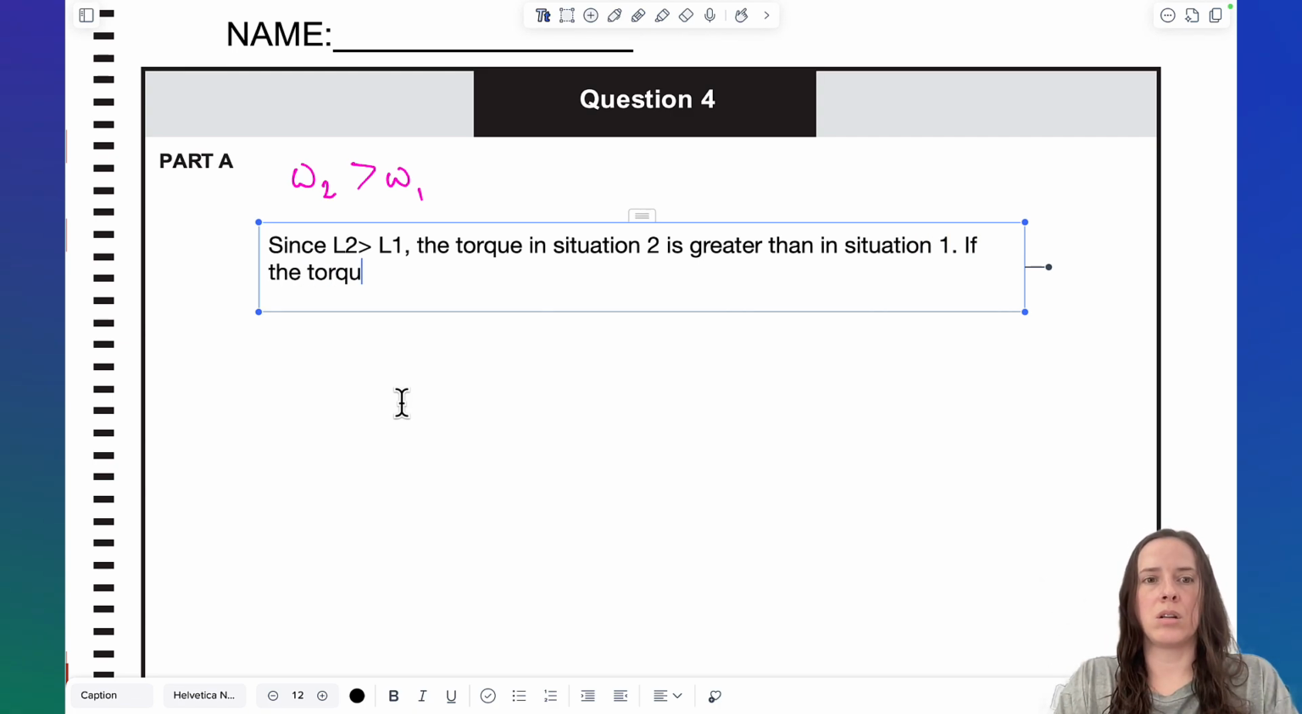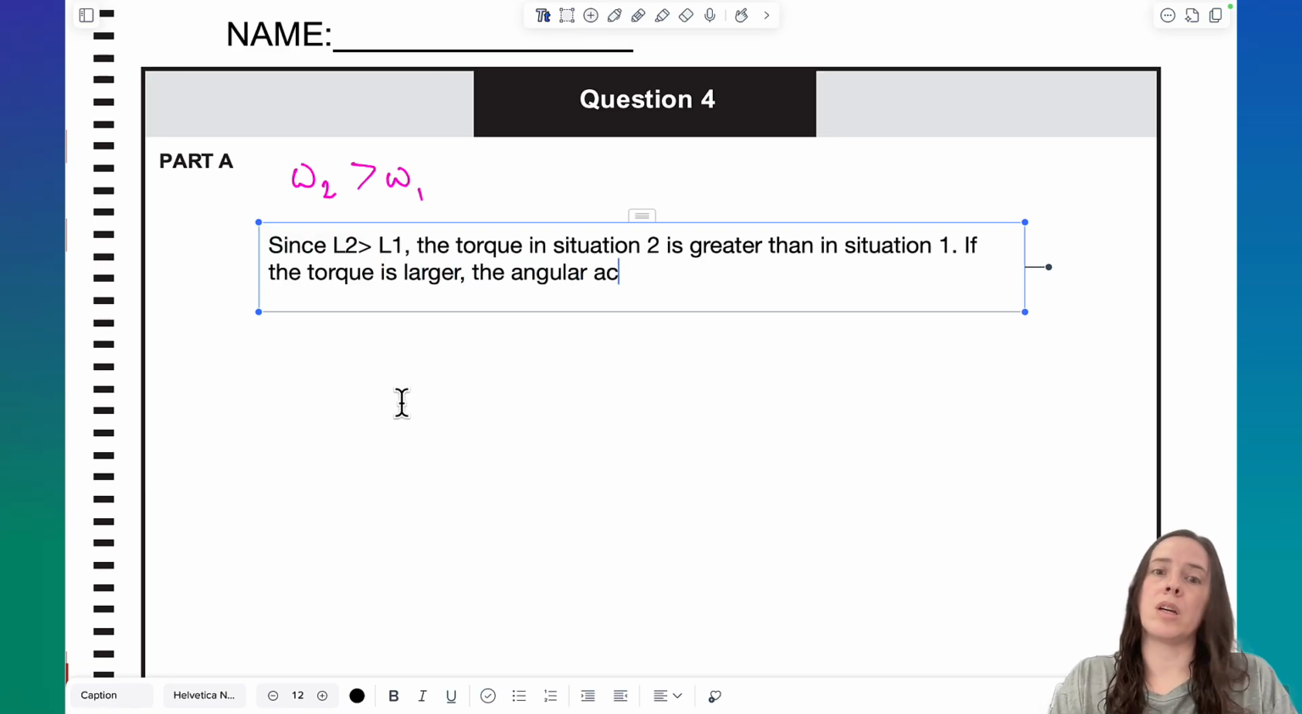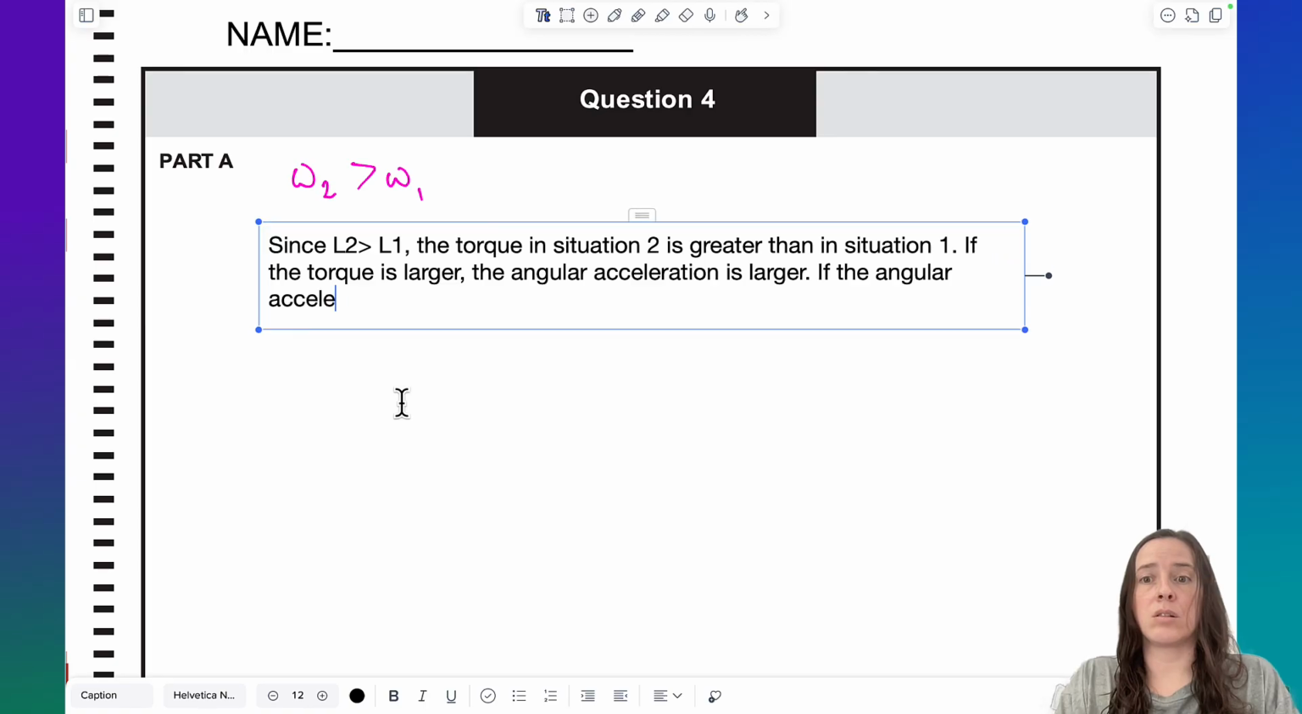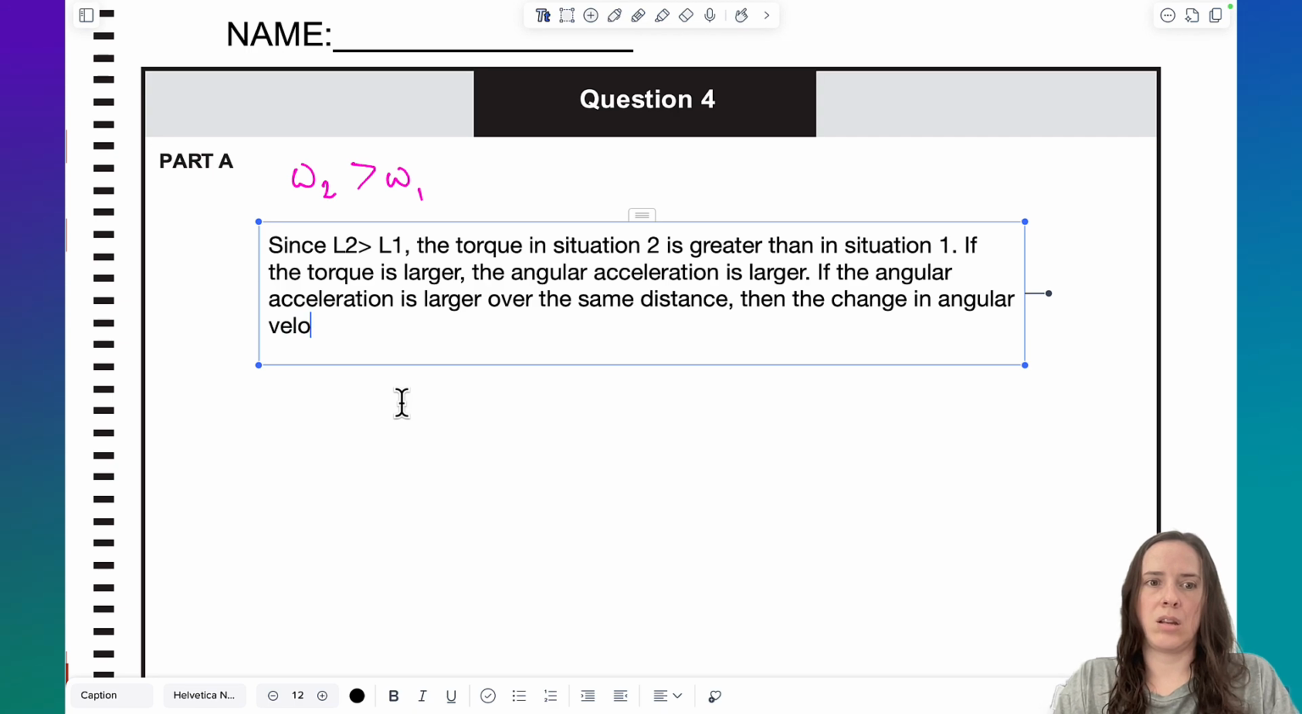If the torque is larger, the angular acceleration is larger. If the angular acceleration is larger over the same distance, emphasis on that part, then the change in angular velocity will be greater. So omega 2 is greater than omega 1.